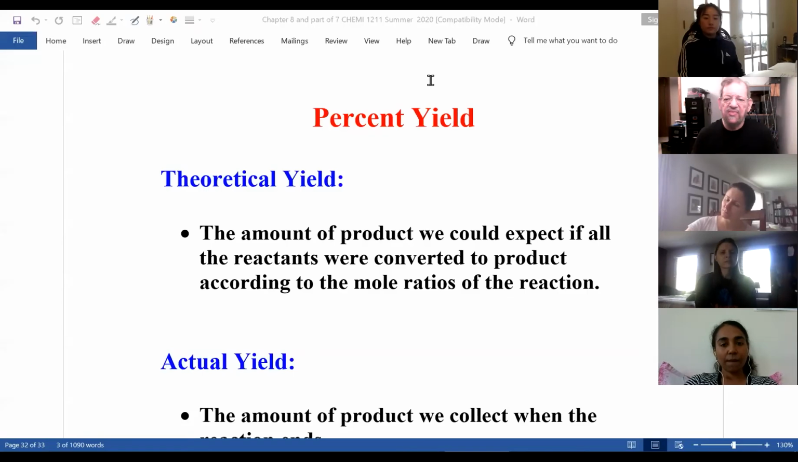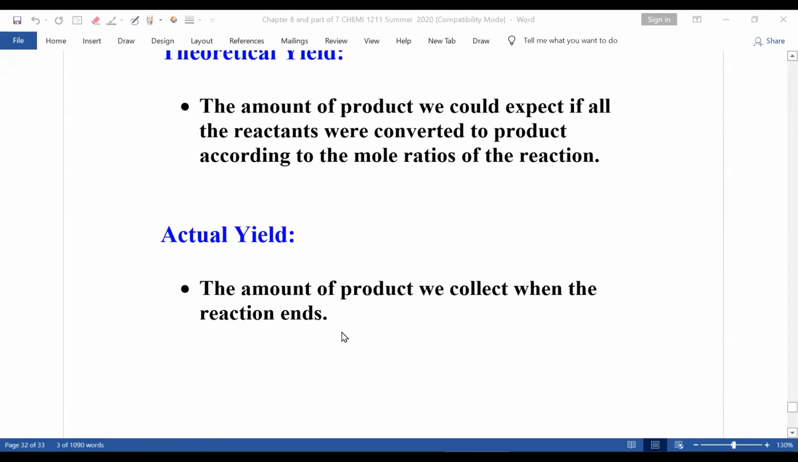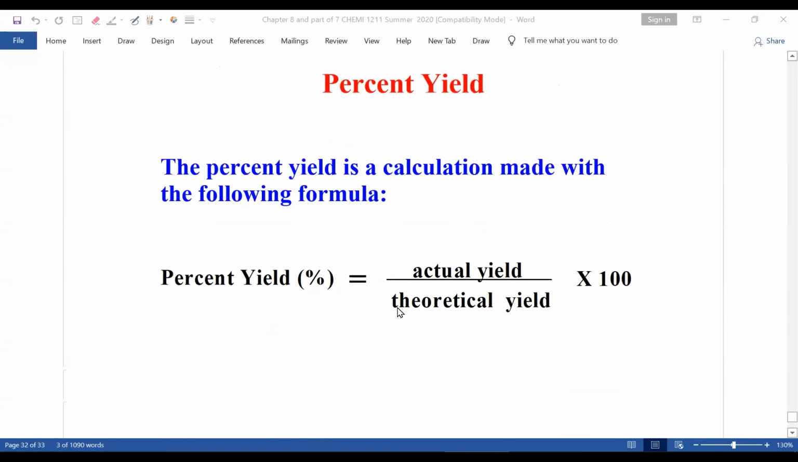When we talk about percent yield, there are a couple of terms, and I won't put these definitions on the test. Theoretical yield is the amount of product you'd expect if all the reactants were converted to the product, according to mole ratios. In other words, you made everything you expect to. Actual yield is the amount you collected or obtained when you finished in real life. And percent yield is actual yield divided by theoretical yield times 100.